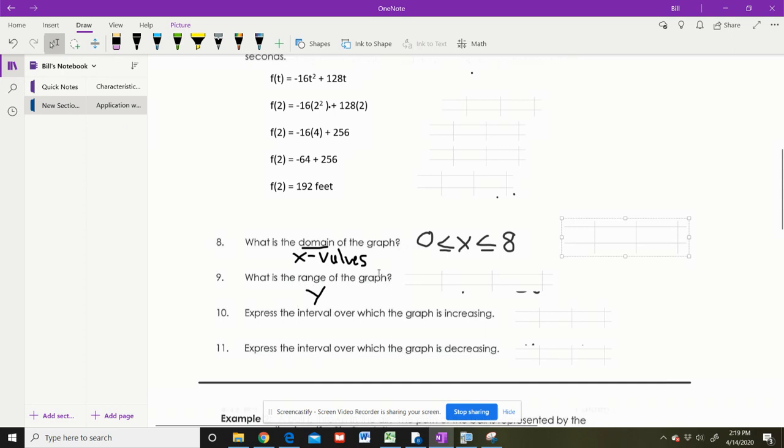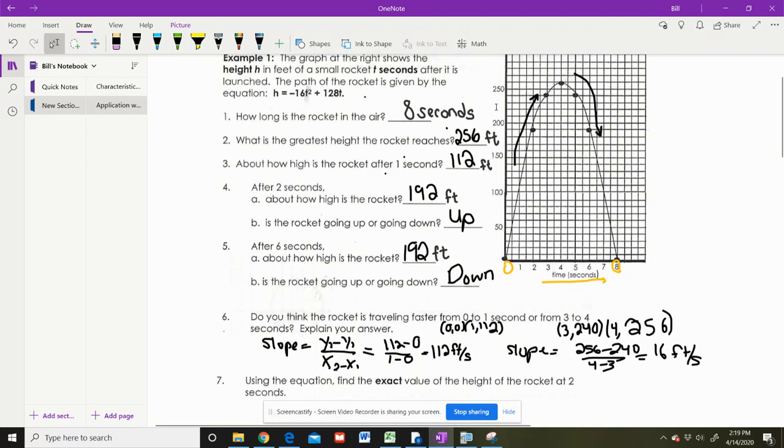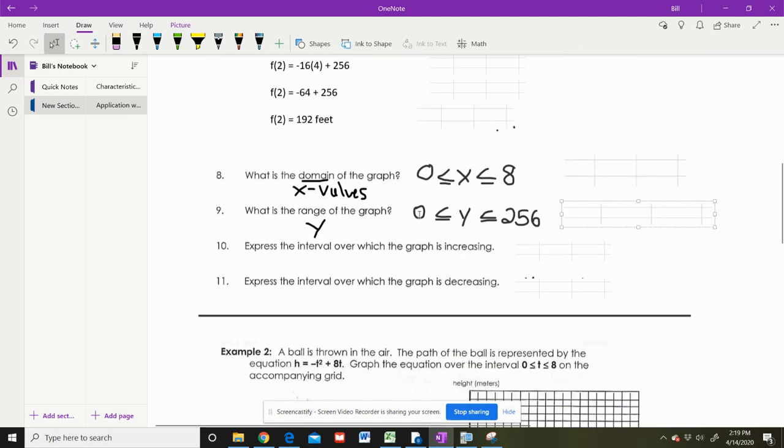The range, what is the range of the graph? So when we look for range, we're looking at y values. Domain, we're looking at x values. So when I pull this over, we get 0 is less than or equal to y, which is less than or equal to 256. So again, that parabola, if I scrunched everything over to this y-axis, it would only go from 256 down to 0. If I flatten this curve all the way down on the x-axis, it would only go from 0 to 8. So that's our range.